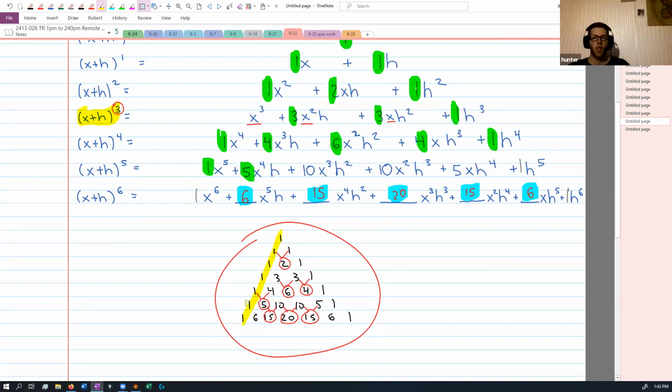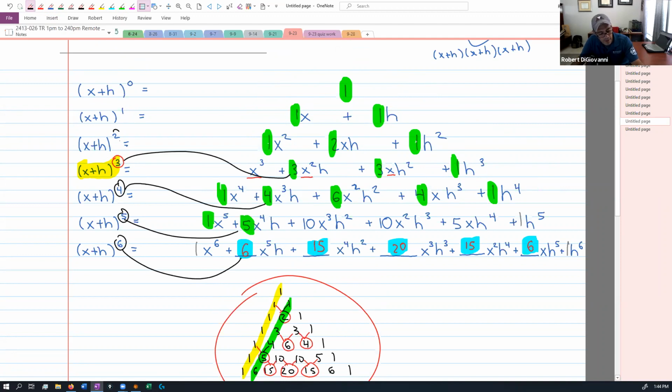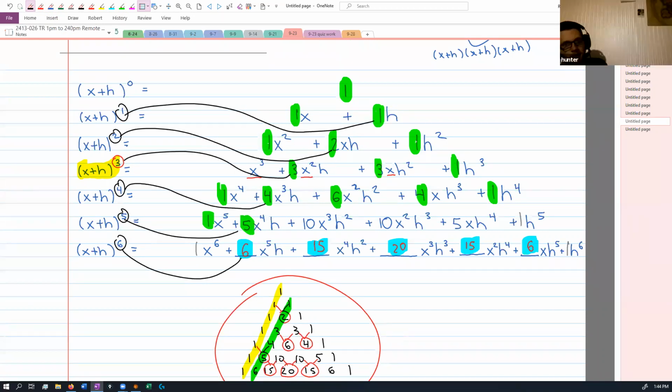Do you agree that the second numbers were always the power we were raising to? In other words, this 6 was 6, that 5 was 5, that 4 was 4, that 3 was 3, that 2 was 2, that 1 turned out to be that one. So the second number is always the power that we're raising the x plus h to. Do y'all agree with that? Okay, that's all I need. As long as you agree with that, we're in business.